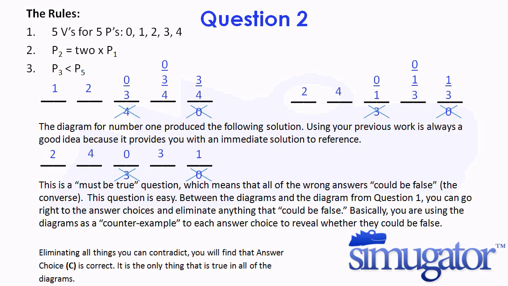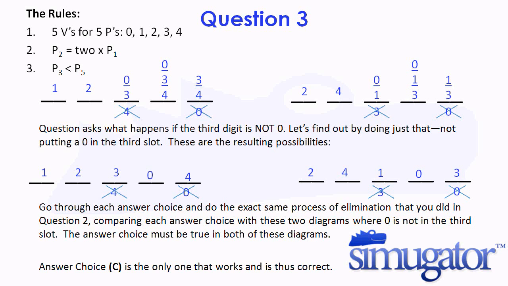Now this question's easy because we're going to go right to the answer choices based on the diagrams that we have. So between the diagrams from question 1 and our master diagrams, we can just go right to the answer choices, like I already said. Basically, you're using the diagrams as a counterexample to each answer choice to reveal whether they could be false. So literally just go through the answer choices, find a counterexample in the diagrams. That means they could be false. Eliminating all things you can contradict, you'll find that answer choice C is correct. It's the only thing that is true in all of our diagrams that we have.